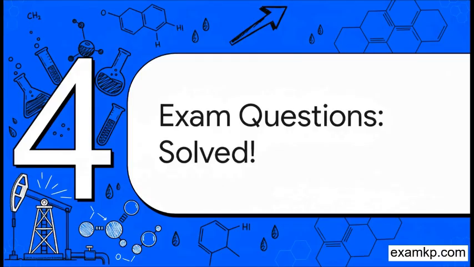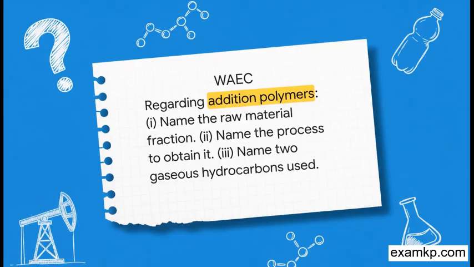Okay, first up, a classic question from WAEC. This one is from 2018. See how it connects petrochemicals, that's the chemical industry part, all the way back to crude oil. Let's break it down piece by piece. Essentially, the question is asking, hey, where do we get this stuff to make plastics from?